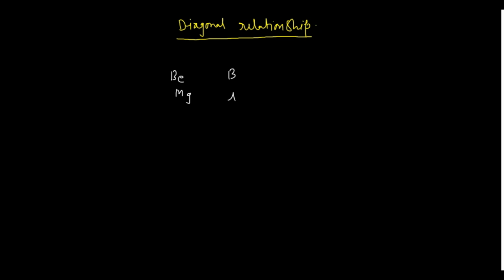There is something which must be there in the lecture, that is the diagonal relationship. This diagonal relationship actually happens in the case of the second and the third period compounds. So say you are having beryllium and magnesium, you can write it in that manner, and after that you are having boron and aluminium. Basically it is group 2 and it is group 3. And this is your second period and this is your third period.